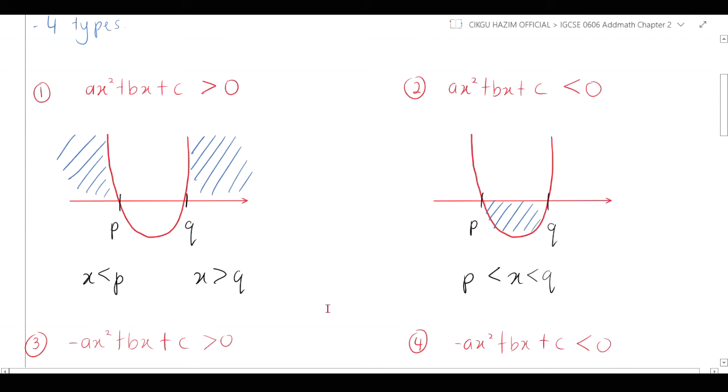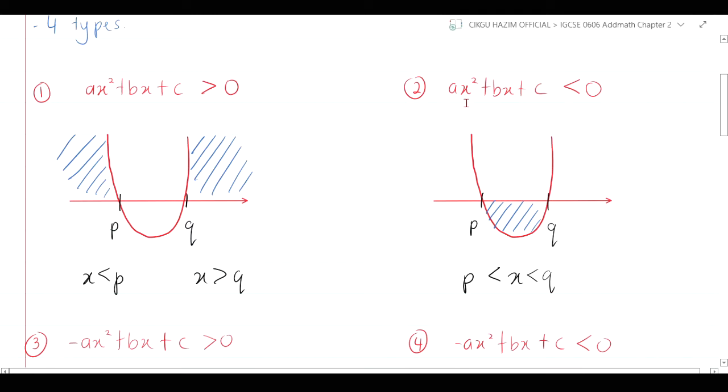The way you write your answer is x must be more than q and x less than p. What are p and q? p and q are your roots, or your x-intercepts. Later I'll show you an example, but here you need to understand and memorize how the graph looks.